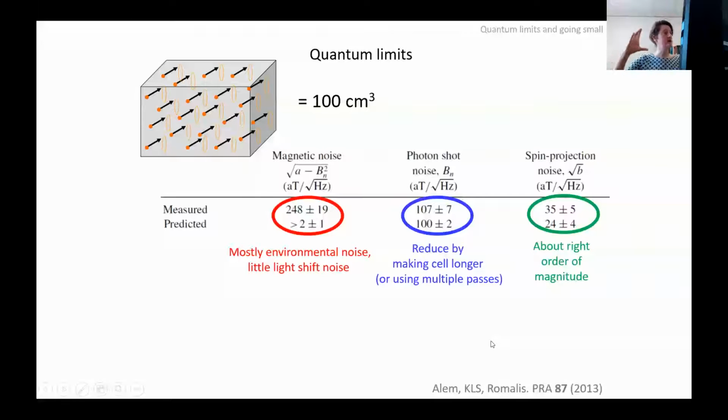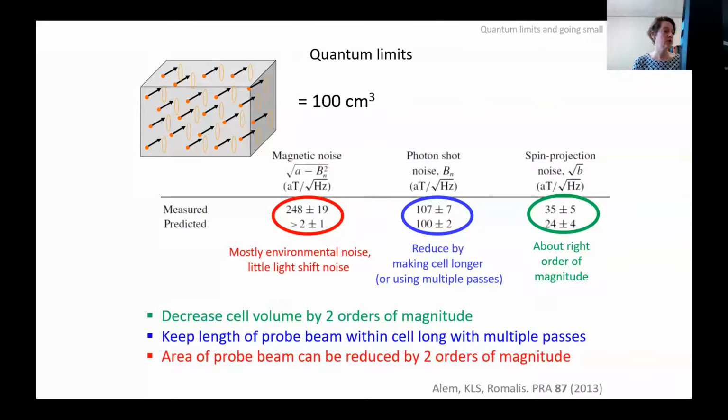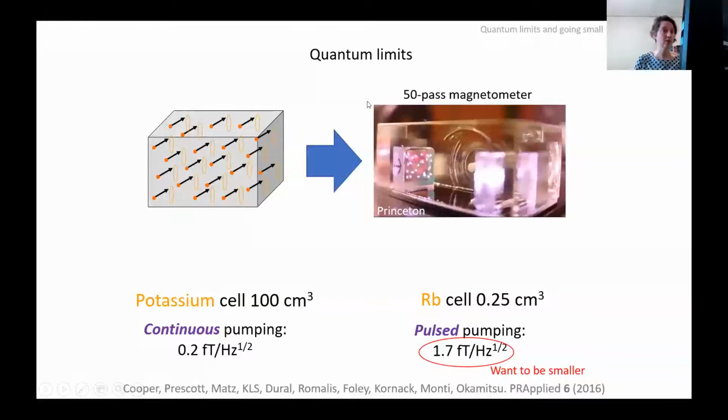If you'd like to make a cell that's not 100 centimeters cubed, but something that's smaller, like what I was showing you for the brain, then we want to do some tricks. It turns out we can decrease the cell volume by about 2 orders of magnitude. You can keep the length long by a trick that my collaborator, Professor Mollis, came up with, of going back and forth through the cell many times. That can give you your length. And then you can decrease your area of probe, because we don't have much light shift noise in this. So this is what we did in collaboration with Professor Mollis at Princeton, in which he made the 50 pass magnetometer.